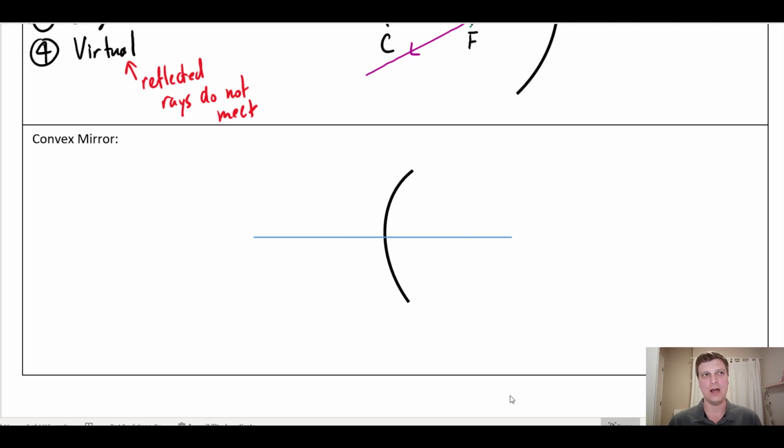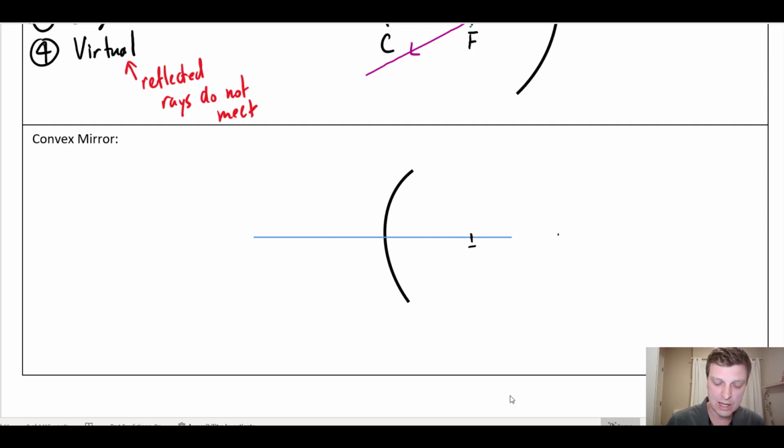Okay, so when I go to set up my convex mirror, the other thing you might notice is that it's a little bit different because the mirror is curving the other way. So while I'm going to put my object over here on the left, the center of curvature and the focal length are over on the other side on the right.